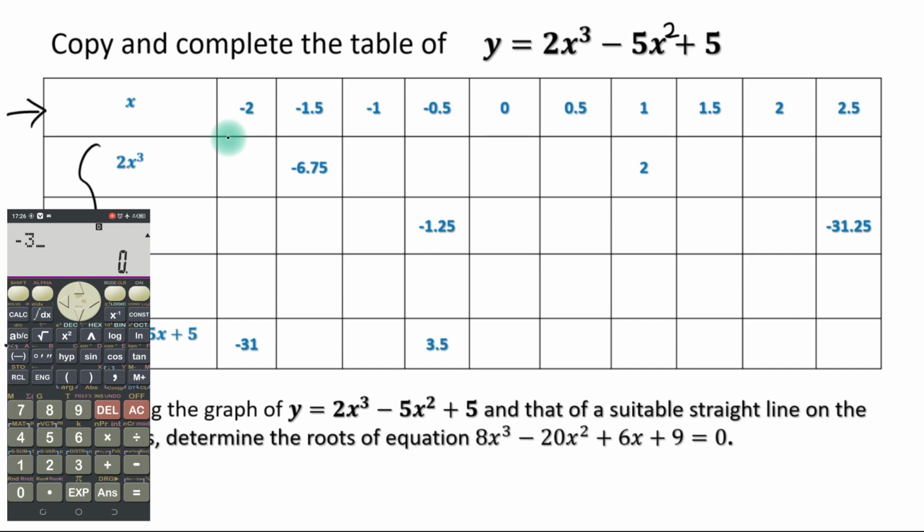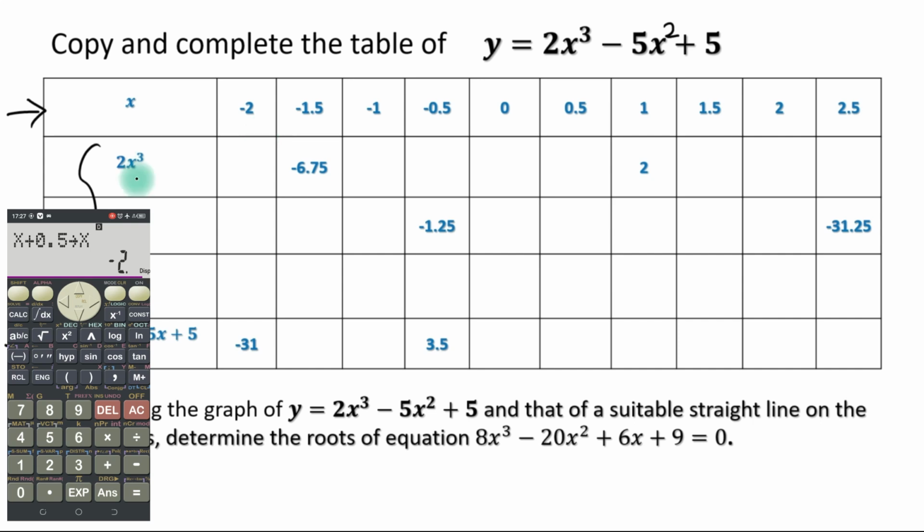So on the calculator, let us insert minus 3. Then shift RCL, closure bracket, and then alpha, closure bracket, we have x. Then we add the interval, which is plus 0.5. Then shift RCL, closure bracket, and then we insert the colon. Since I want to start with the row for 2x cubed, I insert 2x cubed.